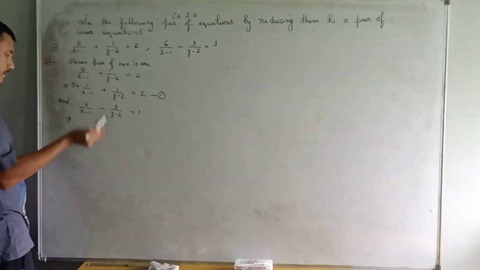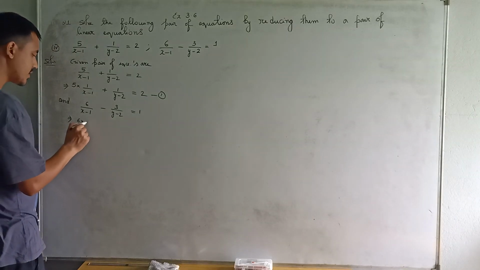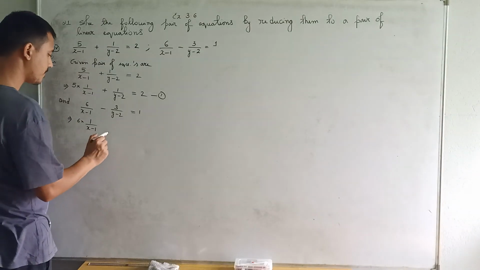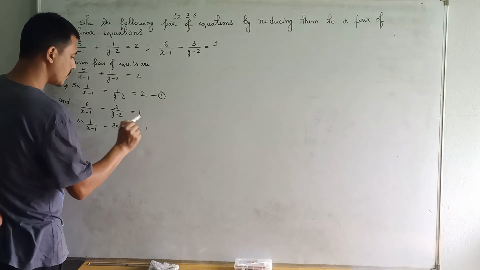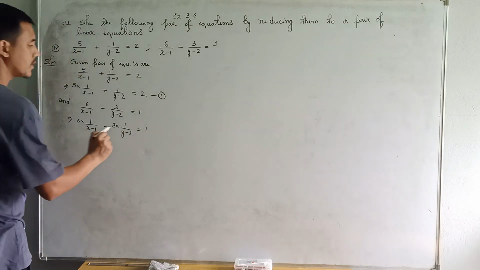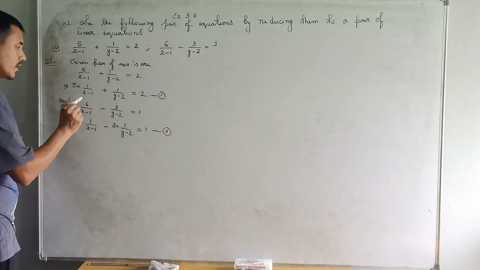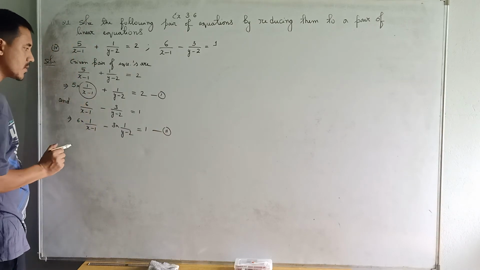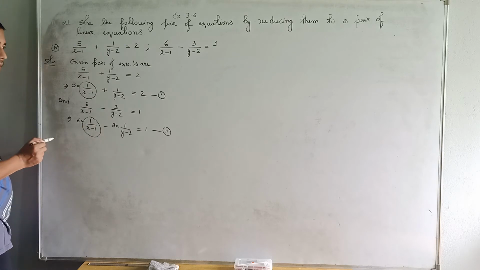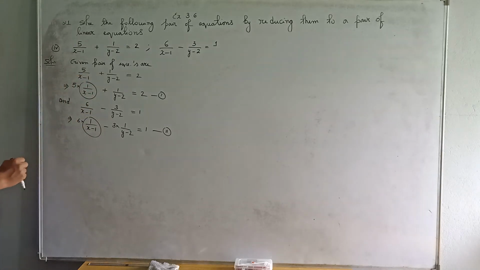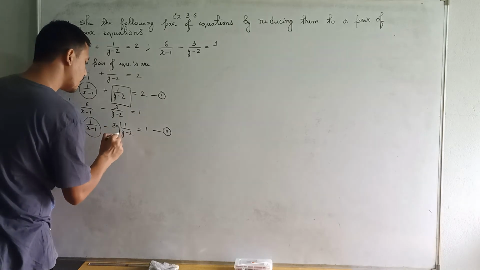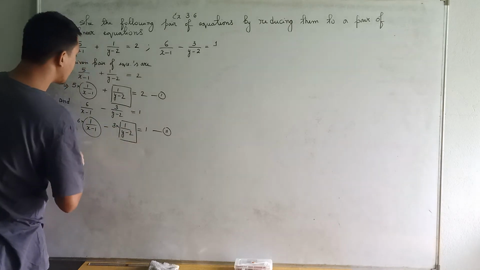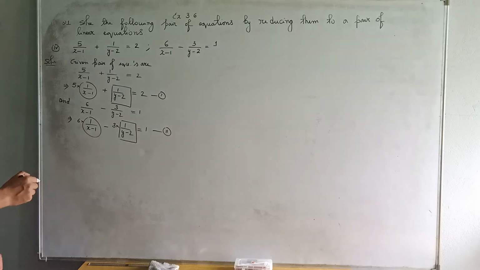You separate the coefficient from its variable. 6 times 1 upon x minus 1 minus 3 times 1 upon y minus 2 is equal to 1. Right? So that is your second equation. So see, here we have 1 upon x minus 1. Here also we have 1 upon x minus 1. So you can replace 1 upon x minus 1 by a. Here we have 1 upon y minus 2. Here also we have 1 upon y minus 2. So 1 upon y minus 2 can be replaced by b.